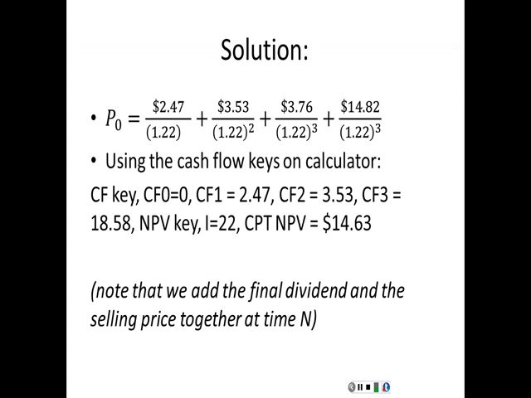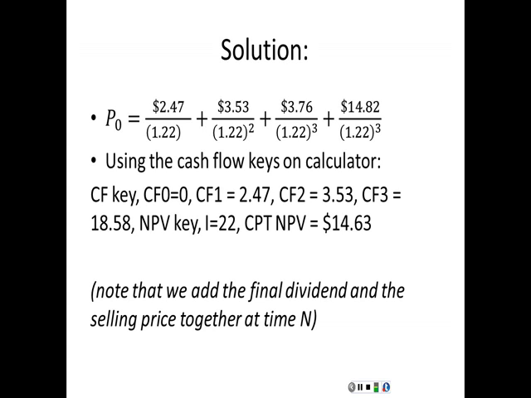Just as a reminder, if you're having trouble using the calculator, please look at our class homepage, and I have a file up with a basic calculator tutorial. And cash flows is one of the items I have on there. So hit the NPV key, put in the interest rate, and then hit compute NPV. We get $14.63. Now the way I think about this is the value I place on the stock today.